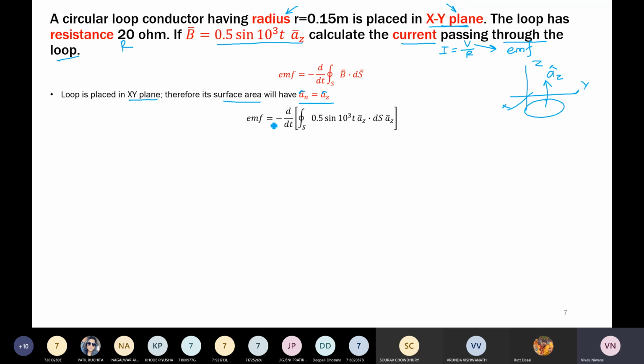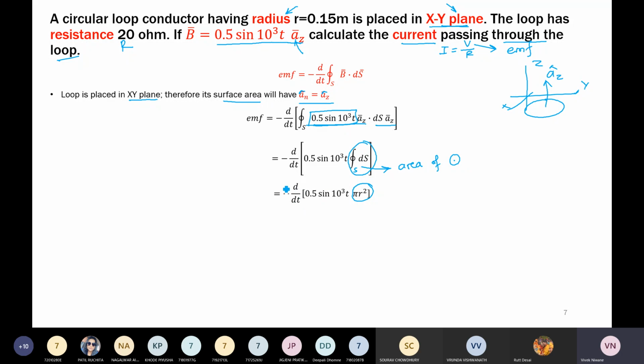So we can say that EMF is equal to minus d by dt closed surface integration of, here we write the equation of B bar which has az cap, and here the ds bar, that is your ds az cap. So we will have minus d by dt, take out all the constant values outside. az dot az was 1, so closed surface integration of ds. That is nothing but the area of the circle. This is a circular loop, so we place pi r square for this integral.